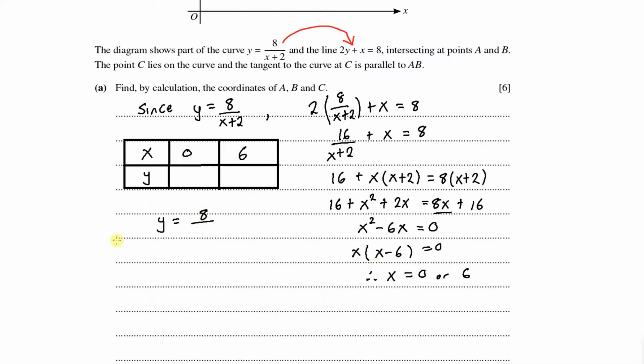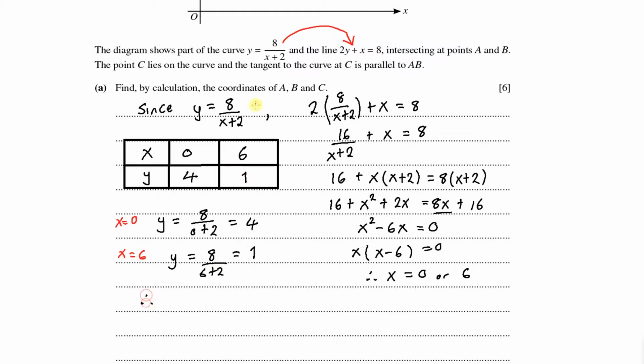So when x is equal to 0, we can say that's 0 plus 2. So that's like 8 divided by 2, and that's 4. So here we've got 4. And when x is equal to 6, the equation will give us y is equal to 8 over 6 plus 2. 6 plus 2 is 8. So 8 over 8, that's 1. So here, the y coordinate is 1.